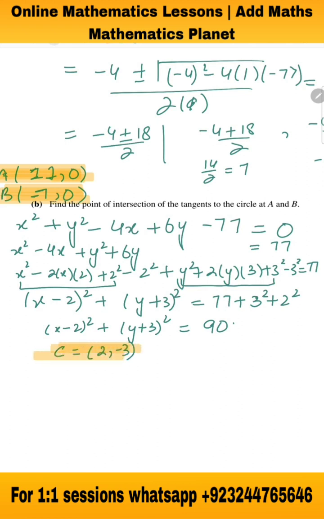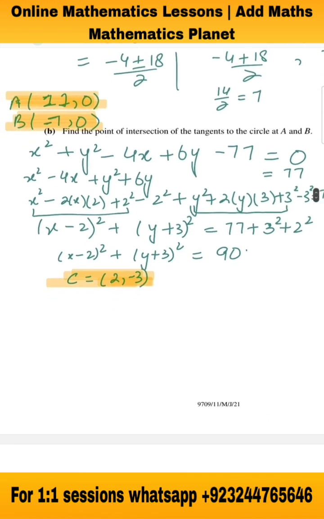Now we need to calculate the point of intersection of the tangents to the circle at A and B. We will find the tangent at A, then the tangent at B, and then we will find the point of intersection by equating both tangents. Okay, so the tangent at A. What is the tangent at A? The slope of AP, where P means the center point, is 0 minus minus 3 over 11 minus 2, which is equal to 1 by 3.